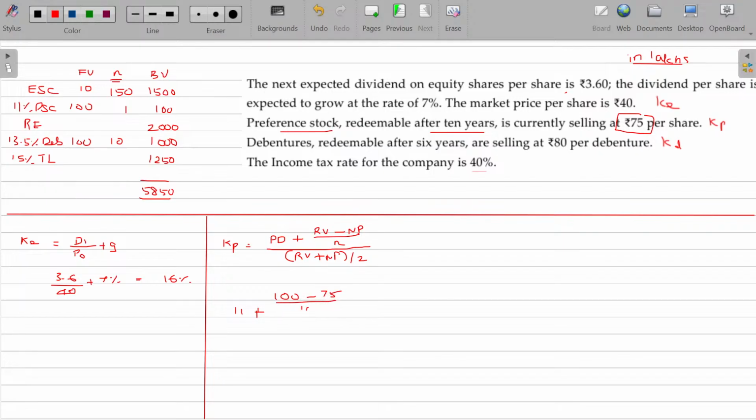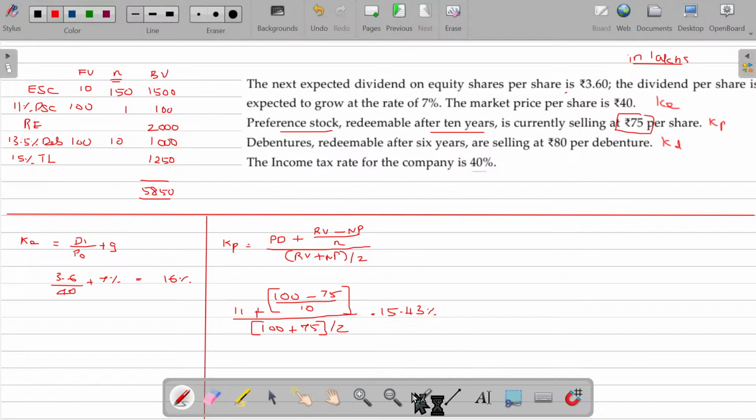The redeemable period being 10 years. Overall divided by redeemable value 100, net profits today being 75, divided by 2. Come on, get the KP here. 15.43%. Okay. 15.43%.